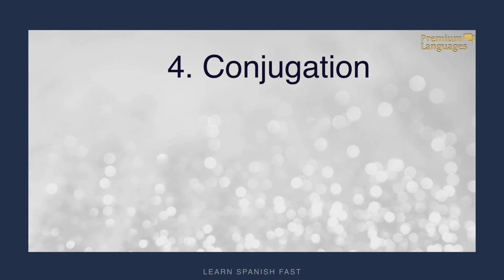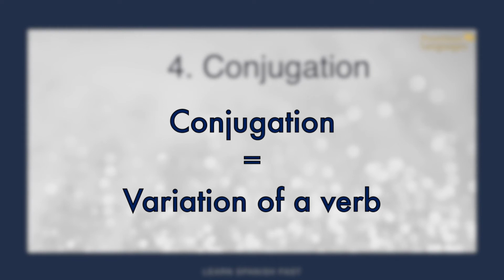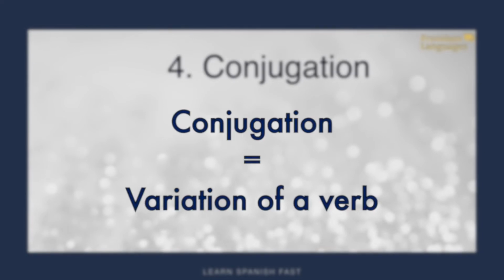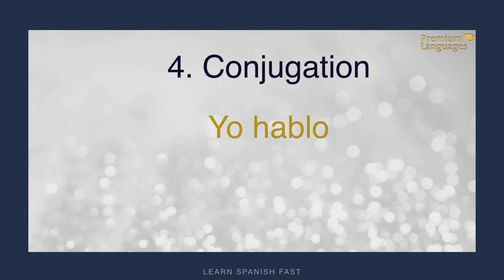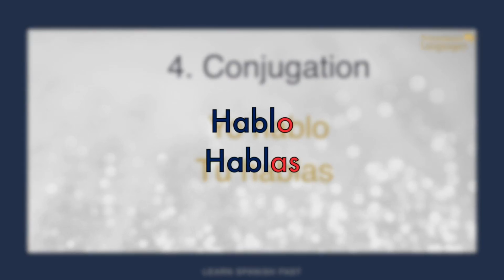Number four. Verbs in Spanish are conjugated. It only means that we change the ending of the verb depending on the person we are referring to. So if you want to say in Spanish, I speak, you would say, yo hablo. Yo, I, hablo, speak. If you want to say, you speak, then we say, tú hablas. Tú means you, and hablas means speak. But look at the ending, it's different, because the person we are referring to is different as well.